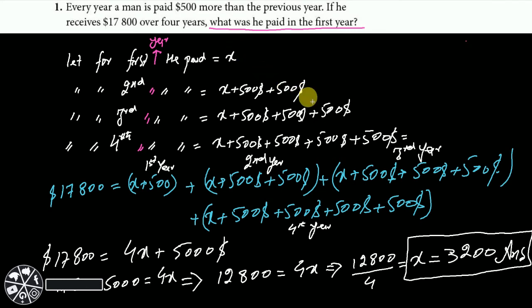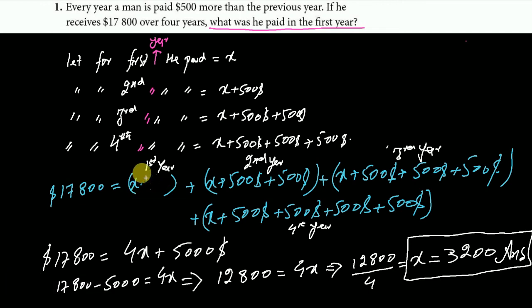This will be x, then this will be x plus 500, and for fourth year it will be like this. Got it? So here, for first year it will be x, for second year this will be like this, for third year this will be like this, for fourth year it will be like this.